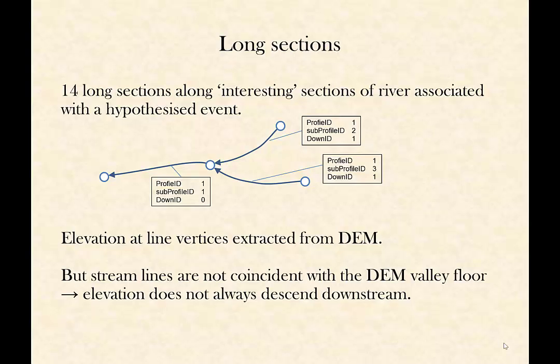Because the streamlines were digitized from a paper map, not derived from the terrain model, there is a mismatch at the local scale between the streamlines and the terrain model. The streamline is not always at the bottom of the valley, especially where you've got winding, narrow gorges, where the streamlines could be up the side of the gorge. So elevation does not always descend downstream. Well, that's not good.